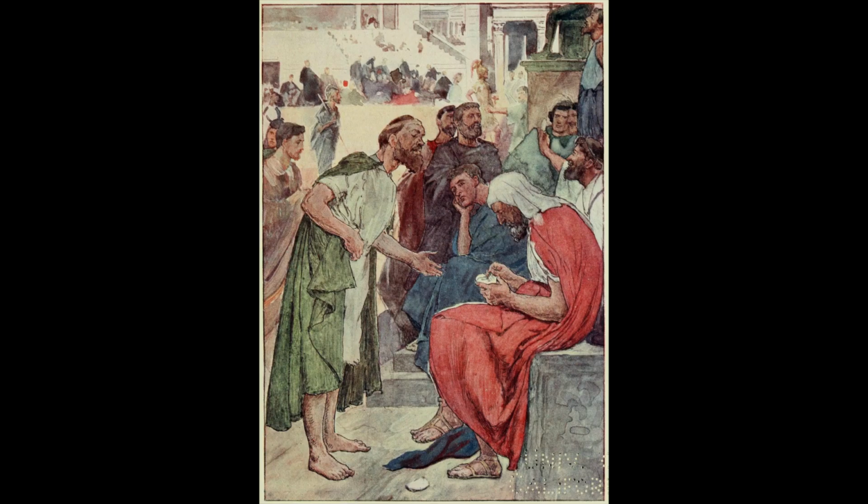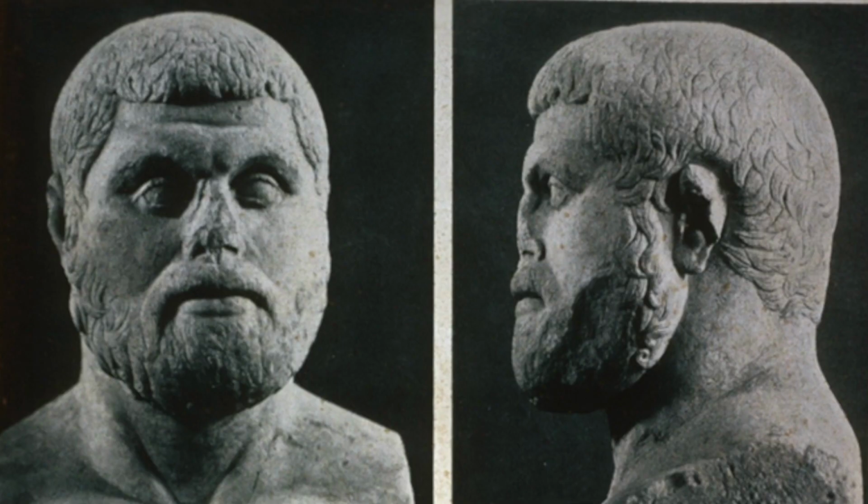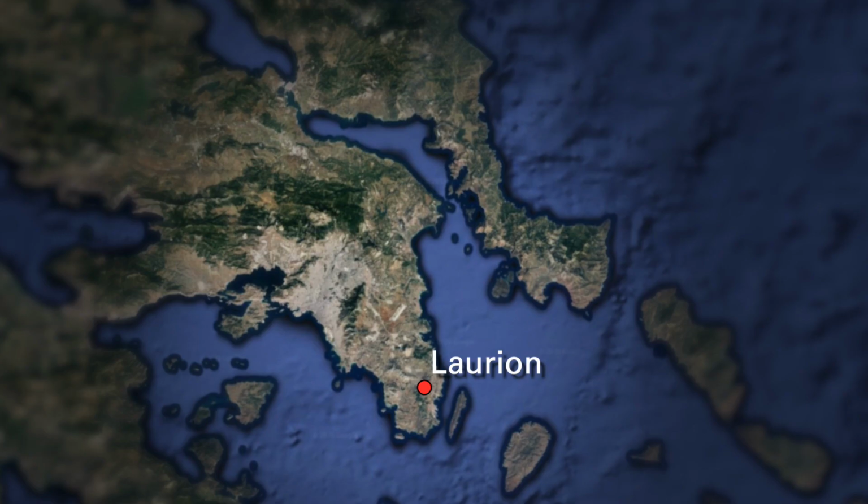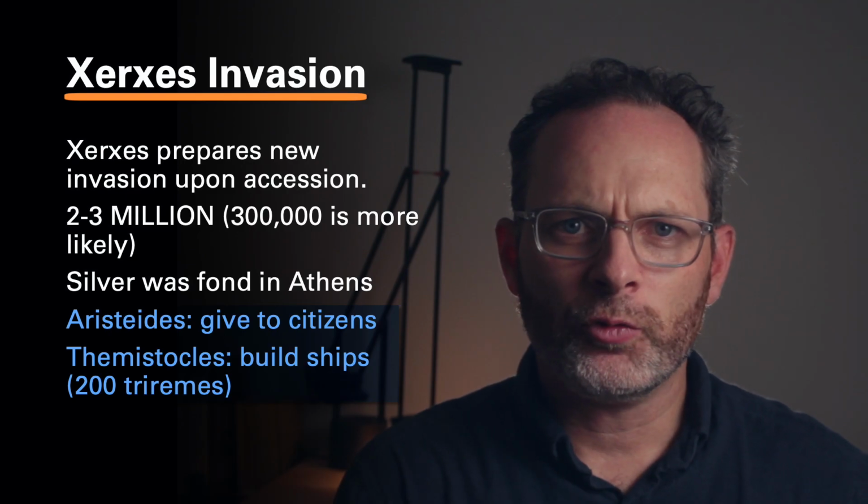Aristides wanted to use the money to divide it up among the populace, but Themistocles wanted to use it to build ships. In 482, Aristides was ostracized, and so ships it was, over 200 more to add to the formidable Athenian fleet. A little bit about the Greek trireme.